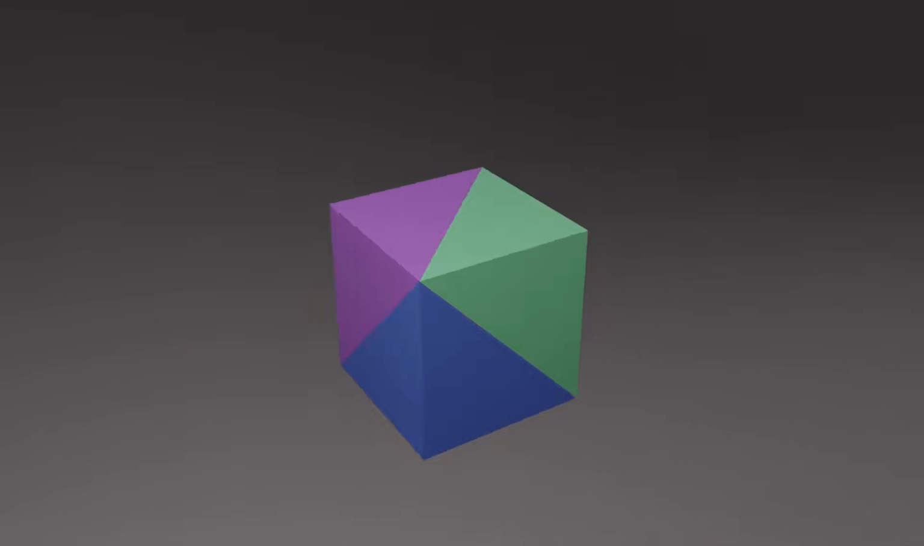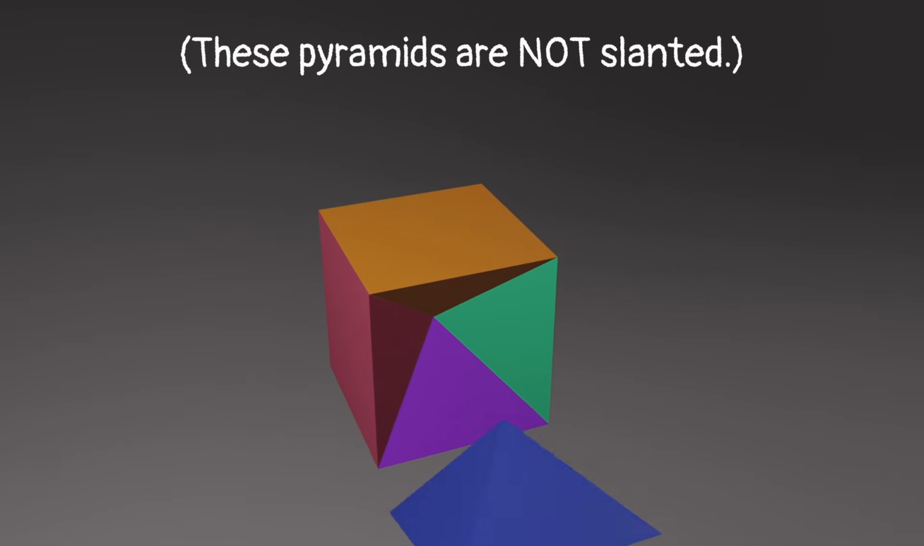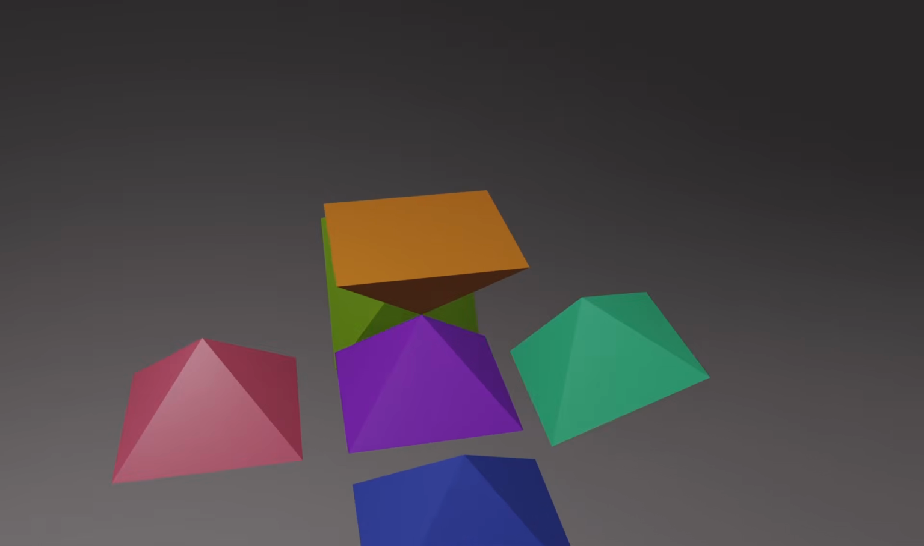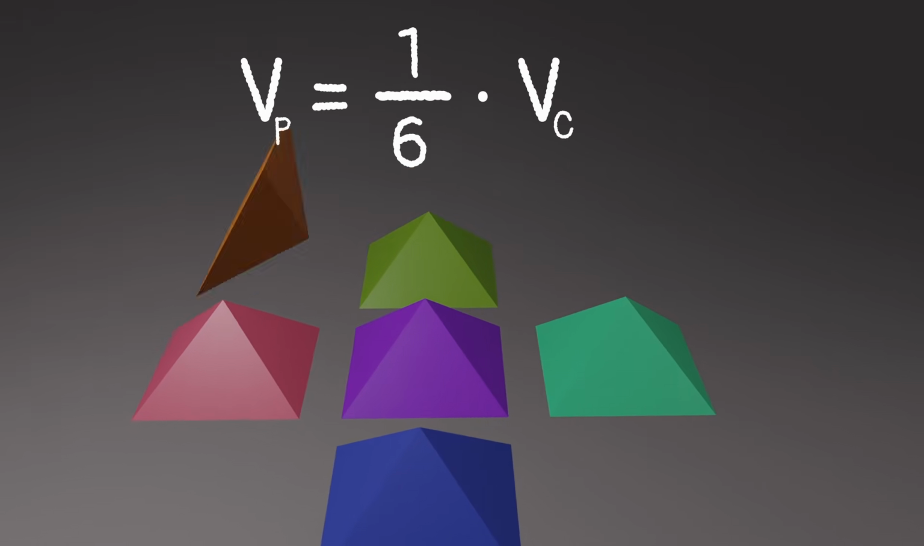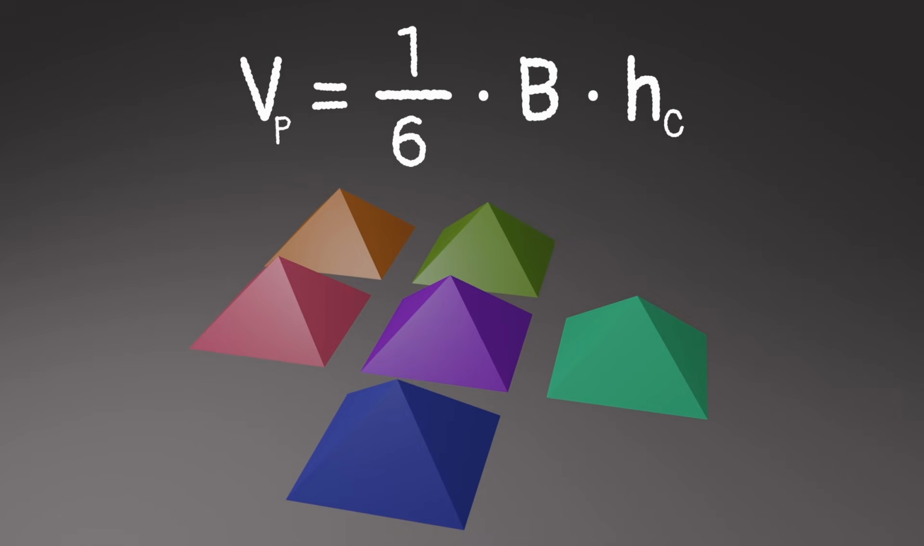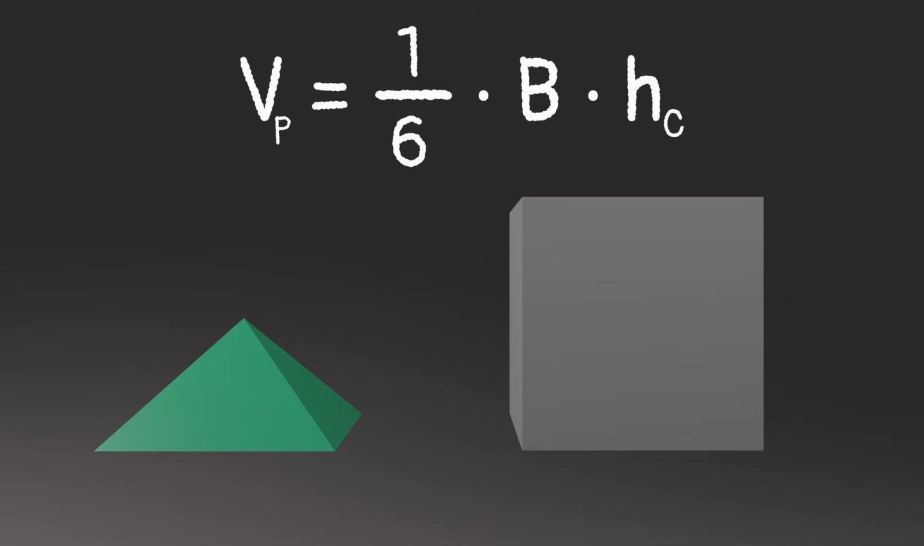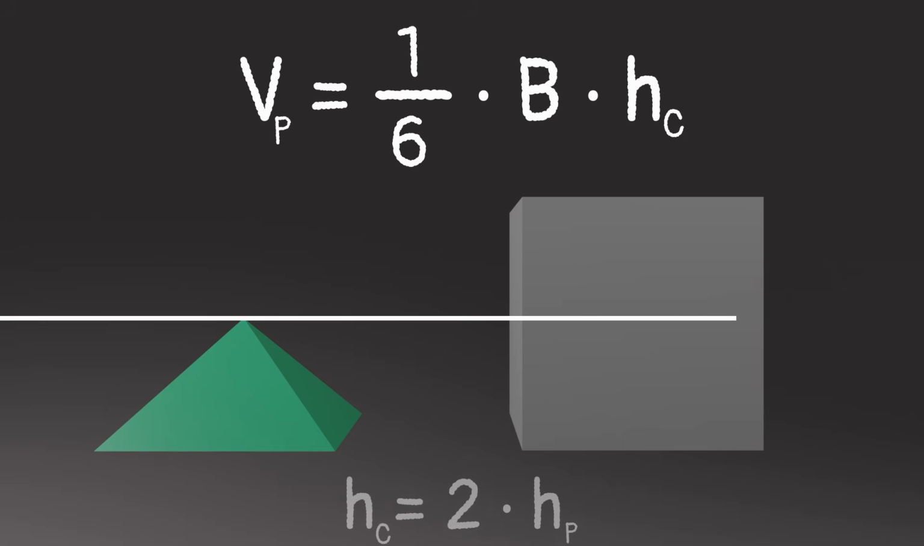Another way we could show this is by splitting the cube into 6 identical pyramids with square bases. Then each pyramid's volume will be 1/6 the volume of a cube, or in other words, 1/6 times the area of the base times the height of the cube. But you'll notice that the height of the cube is twice as tall as the height of the pyramid.